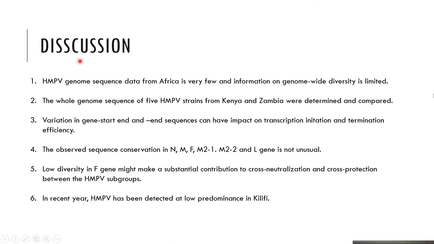Next is the discussion. In this discussion, HMPV genome sequence data from Africa is very few, and information on genome-wide diversity is limited. The whole genome sequences of 5 HMPV strains from Kenya and Zambia were determined and compared. In recent years, HMPV has been detected at low prevalence in Kilifi.